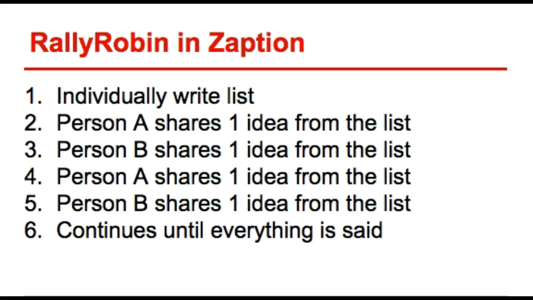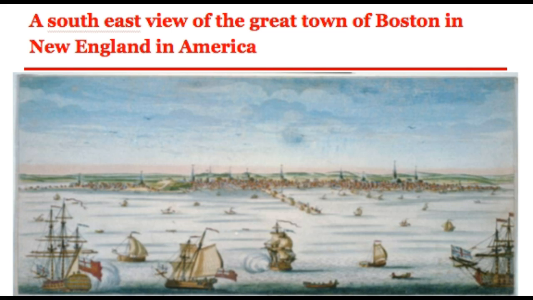You're going to individually write your lists. When the timer's up, person A shares one of their ideas, just one. Then person B shares one of their ideas, and then person A again, person B again, and it continues that way until everything has been said. All right. So here's the picture you will need, and the question should pop up in a moment. So go ahead and pause this once it does, and start your timer.